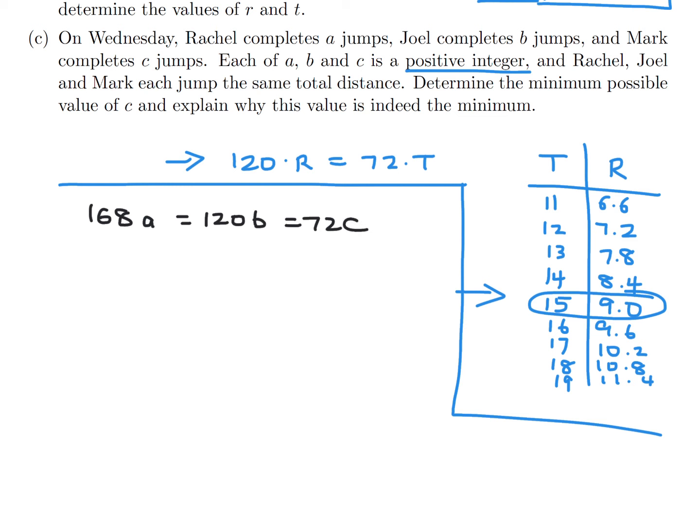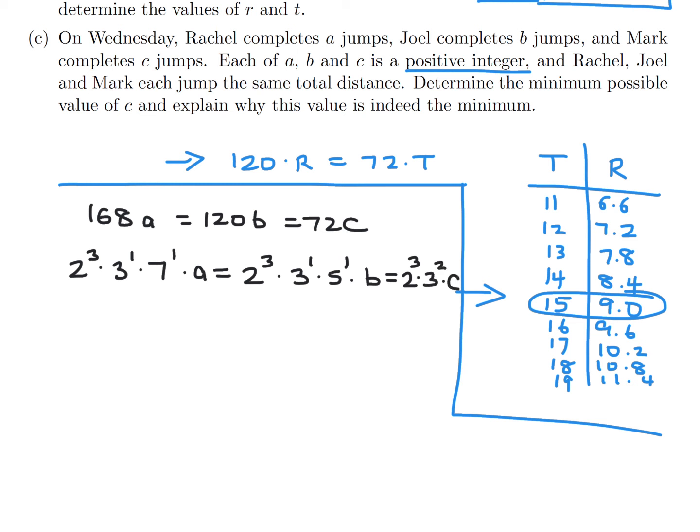Now, the way to approach this is to break this up into prime factors. So 168 is 2 to the power of 3 times 3 to the power of 1 times 7 to the power of 1, and don't forget about that A. And then 120 is 2 to the power of 3 times 3 to the power of 1 times 5 to the power of 1, and then we got that B. And 72 is 2 to the power of 3 times 3 to the power of 2 times C.